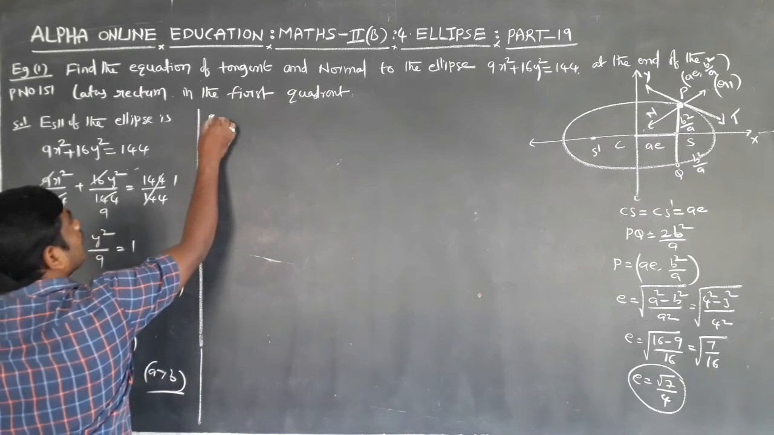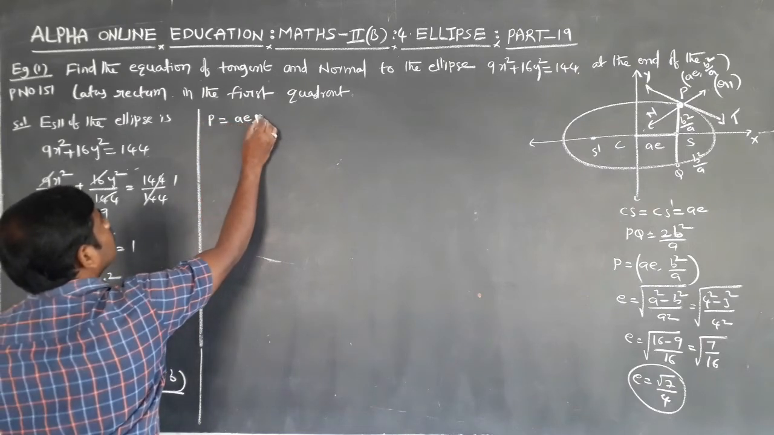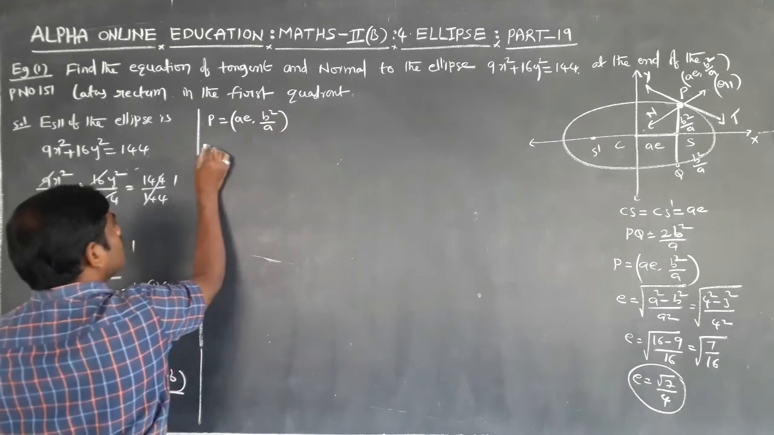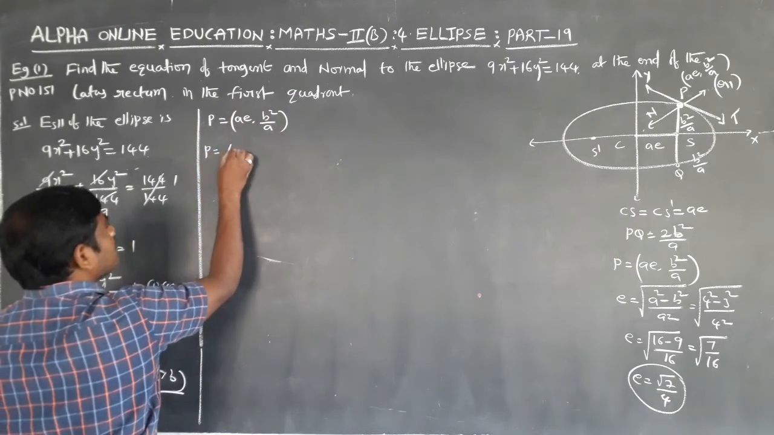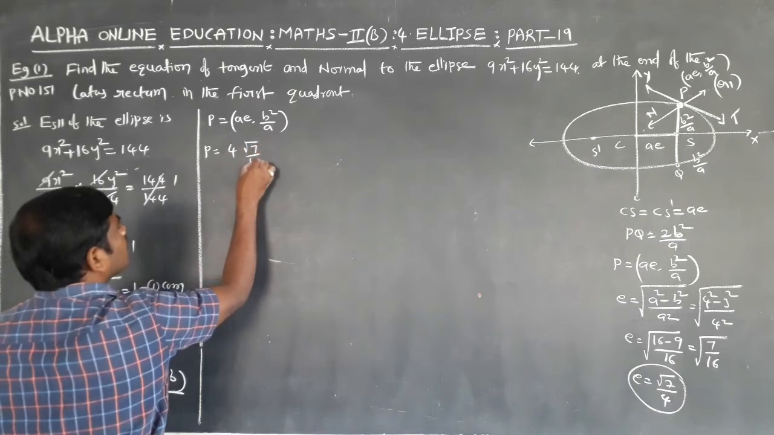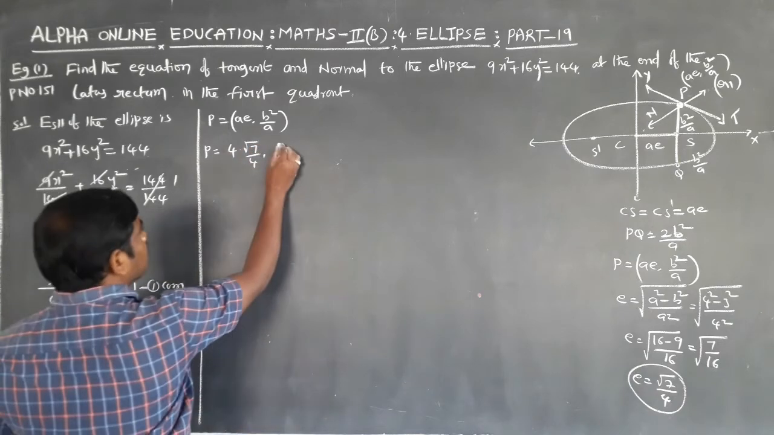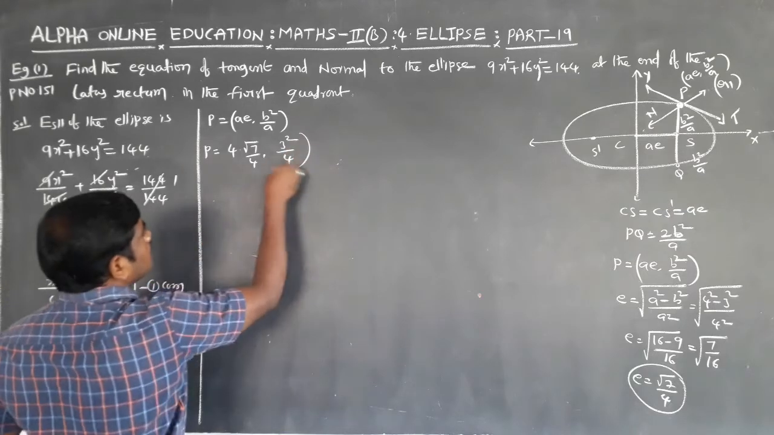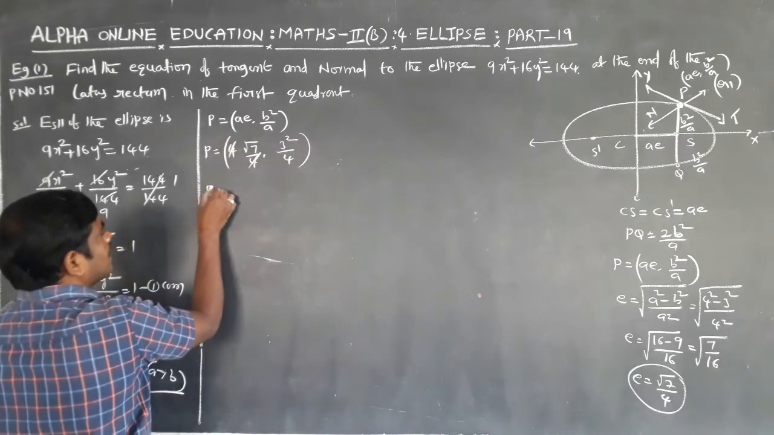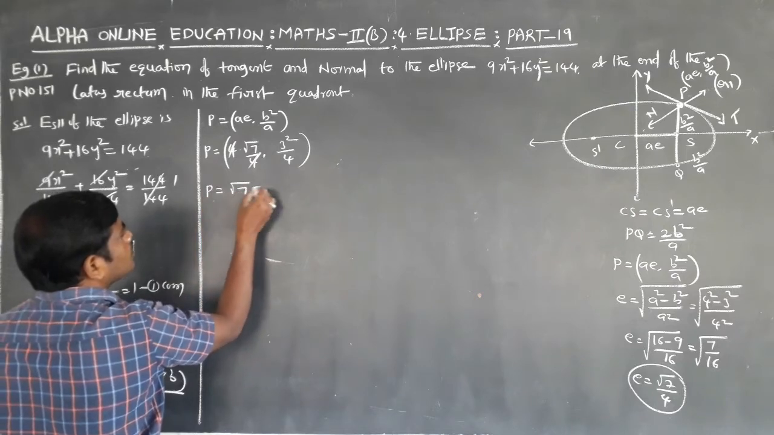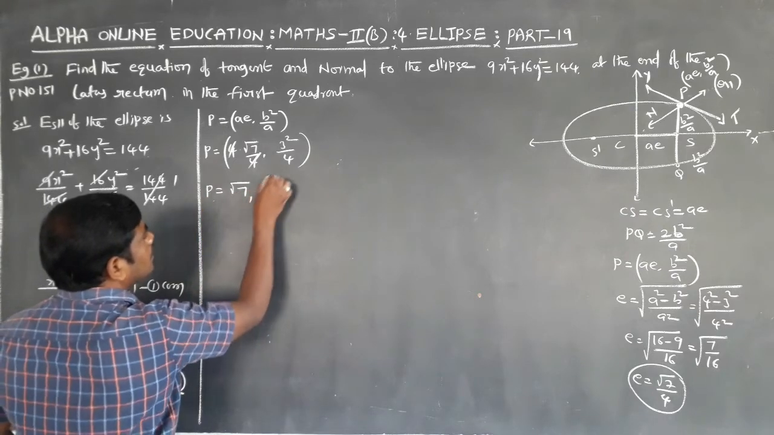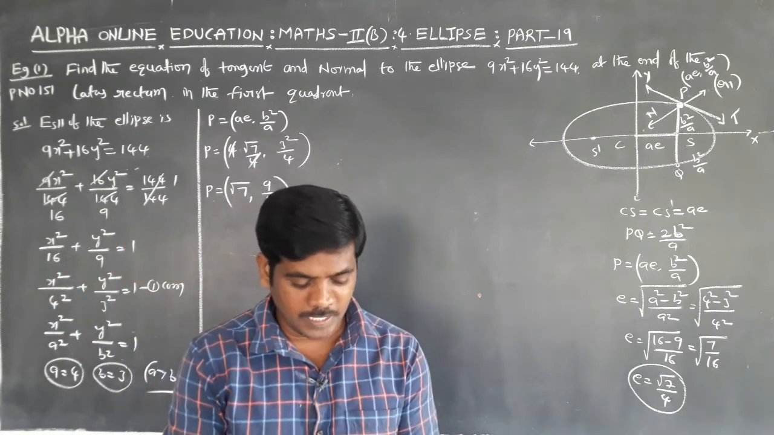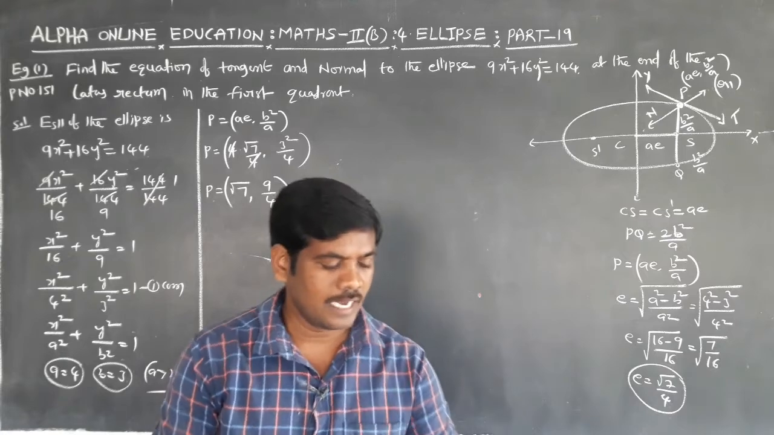So point P is equal to AE comma b square by a. So a means 4, e is equal to root 7 by 4, b square means 3 square by a means 4. Simplifying, 4 cancels, P is equal to root 7 comma 9 by 4. This is the point P, root 7 comma 9 by 4.